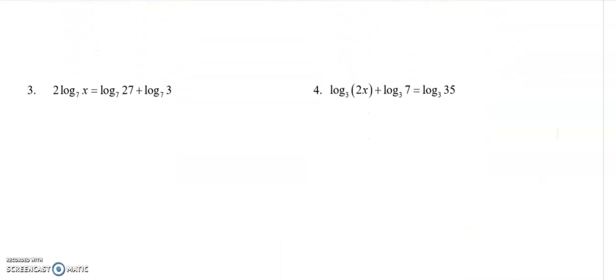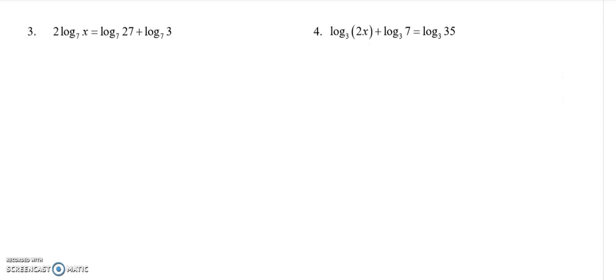Let's look at number 3. So here we've got two logs on the left. So we want to smush those back together to get two logs on the right. Those are with addition, so to put them back together, we are going to divide. That'll give us log base 7 of 27 divided by 3 equals 2 log base 7 of x.